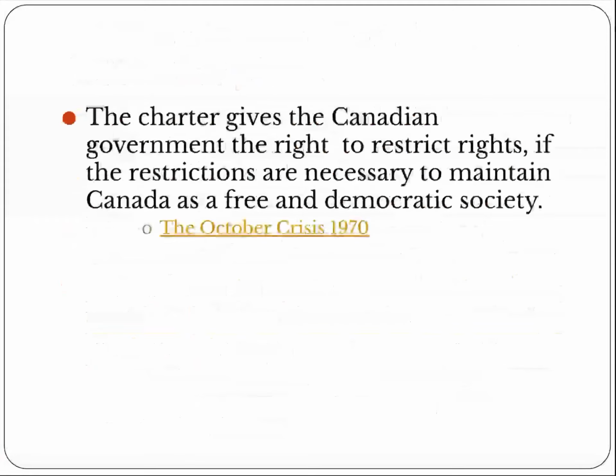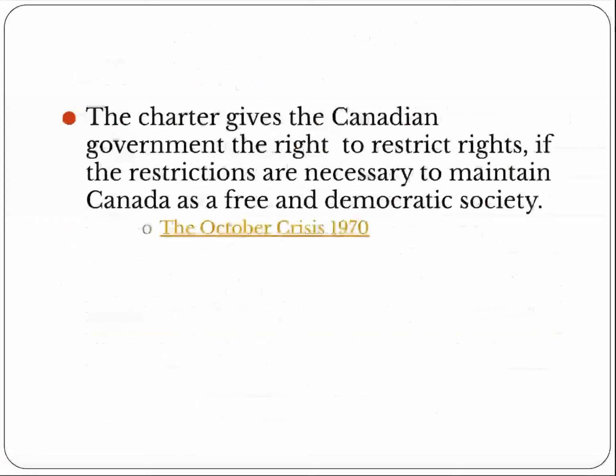The second time the War Measures Act was enacted was something called the October Crisis of 1970, otherwise known as the FLQ Crisis. What this was is there were a number of terrorist attacks in Montreal. A terrorist group called the FLQ was kidnapping foreign and federal diplomats and holding them for hostage, and they were setting off bombs in Montreal.